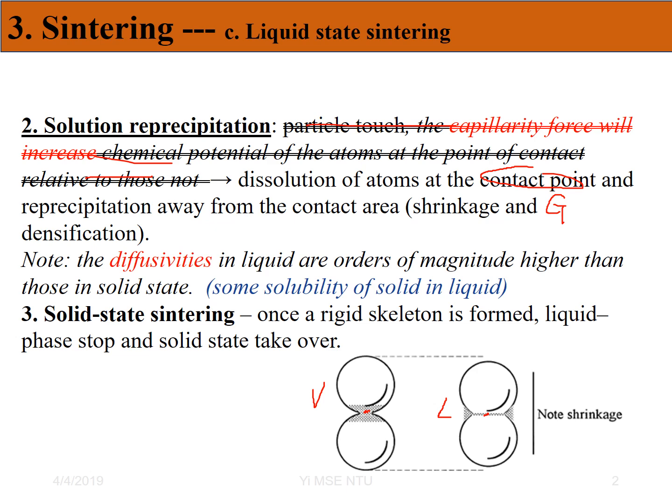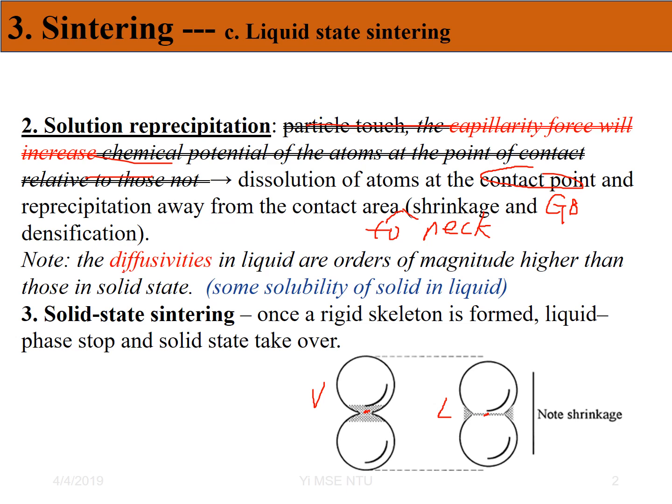to move from the contact point. The contact point actually is just a grain boundary. The atoms first touch the other atoms at grain boundaries, then move away from this contact area to where? To the neck. By doing so, you will have shrinkage and densification.